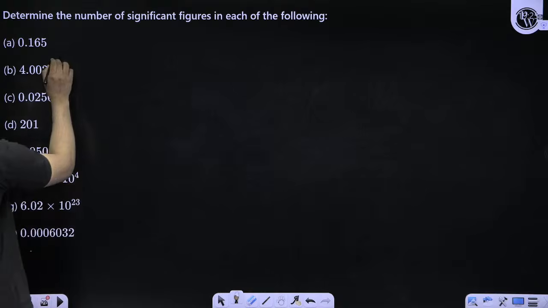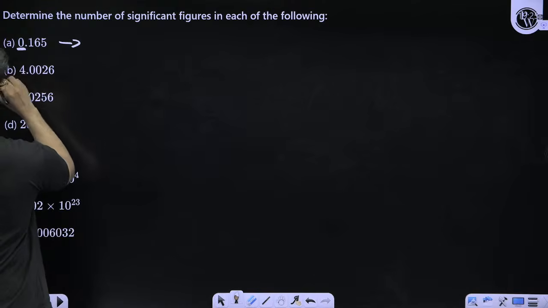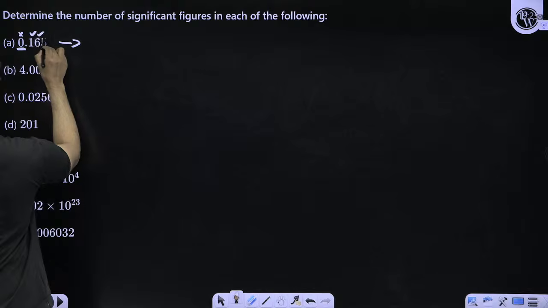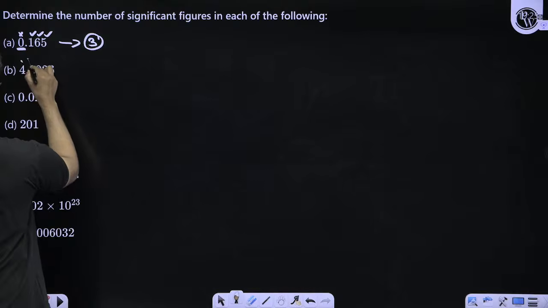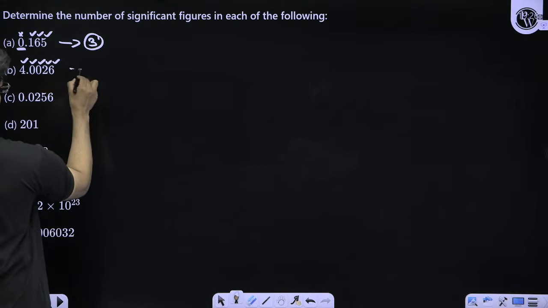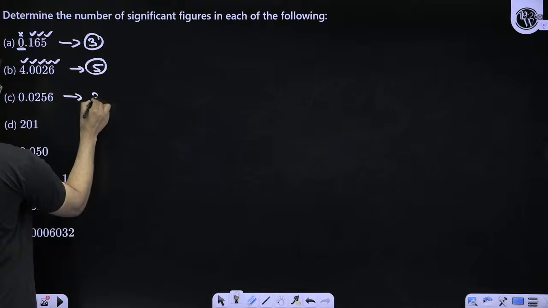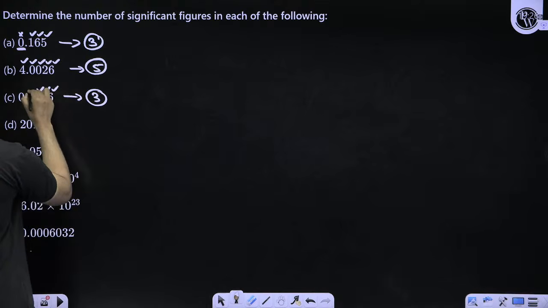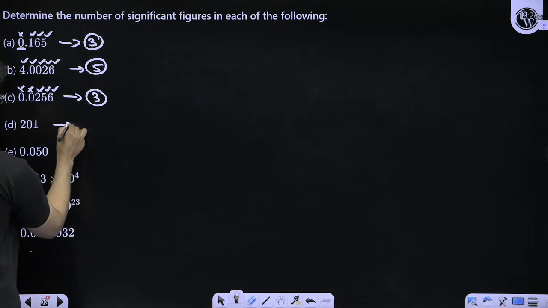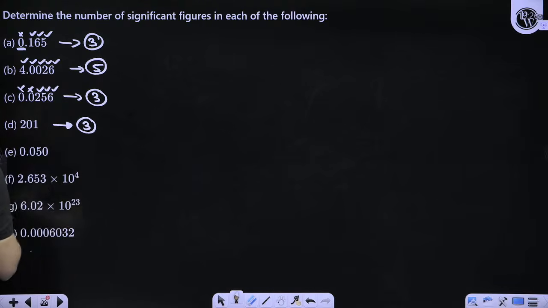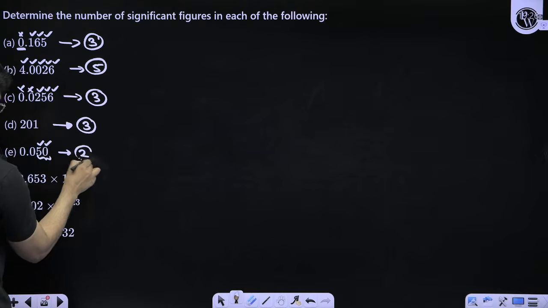0.165. So this has how many? This 0 before the non-zero ones is not significant. The other 3 are significant. So 3 is the answer here. Here 2 zeros are sandwiched between non-zero. So everything is significant. 1, 2, 3, 4, 5. Right? What about this? Here we have 3. These 3 are the significant ones. 201. 201 will have 3. Okay. And here 5 and 0, these are going to be significant. So 2 is the answer.